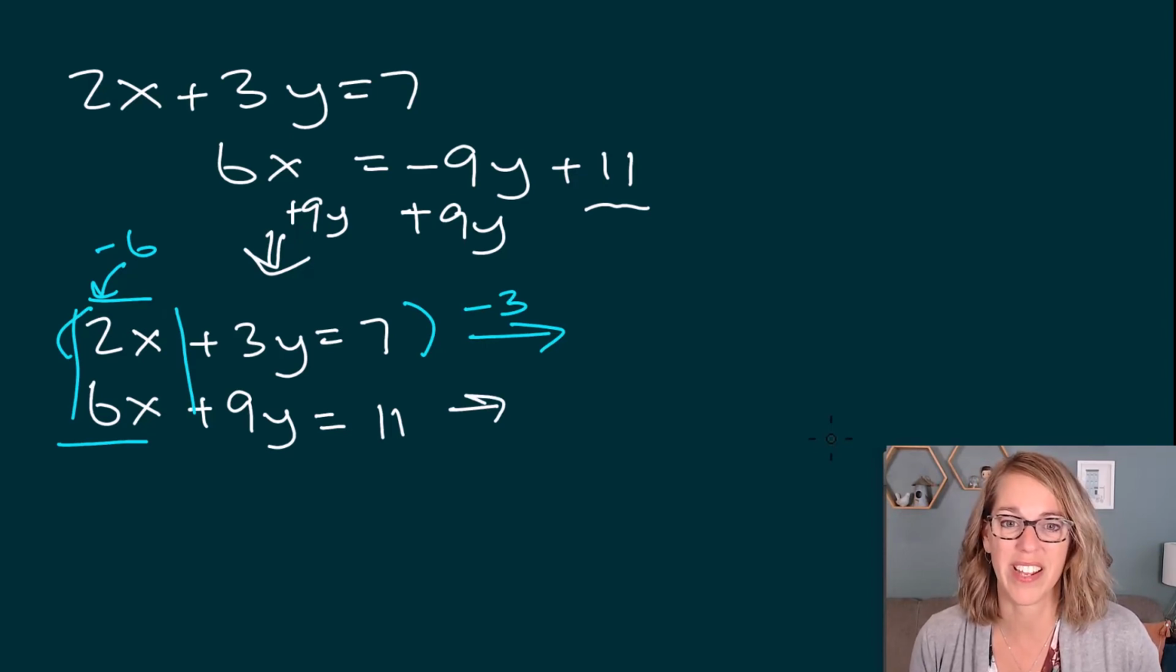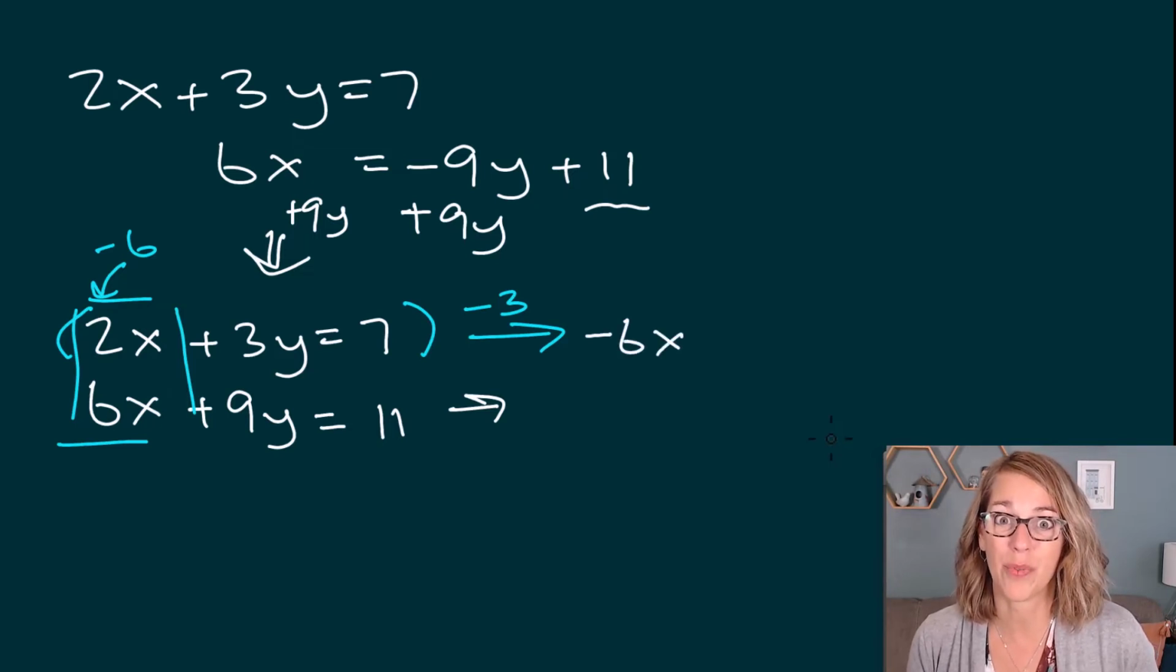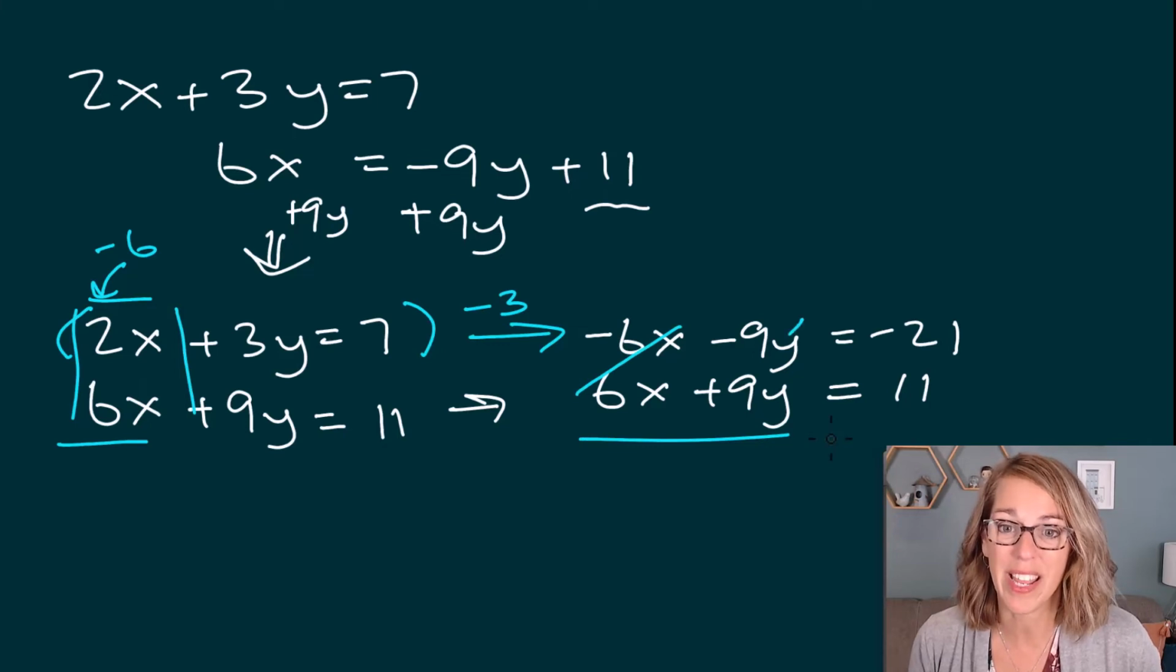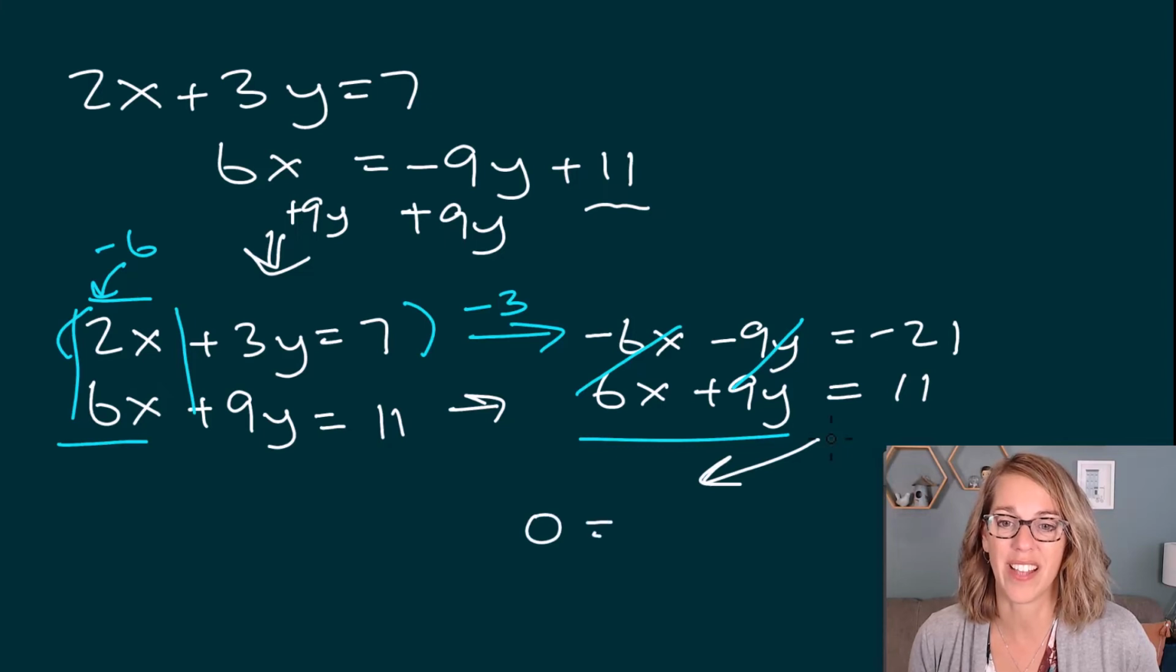If I multiply everything by a -3, I get a -6x. -3 times 3y is minus 9y. And then I get equals -21, so equals -21. Bringing the second one over, I get 6x plus 9y is equal to 11. Well, look what happens. Not only do my x's eliminate, but my y's eliminate also. So I get 0 on the left-hand side. On the right-hand side, I get -21 plus 11, which happens to be 10, but it really doesn't matter because 0 is not equal to 10.